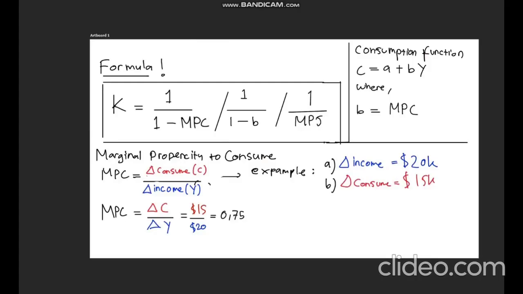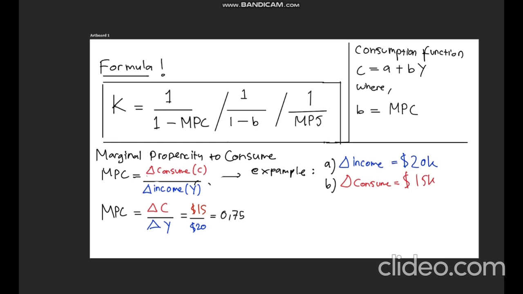So in this section, I will explain to you the formula of the multiplier effect. The formula is K = 1 divided by (1 minus MPC), or 1 divided by (1 minus b), or 1 divided by MPS. As we know, the multiplier effect has 3 formulas that are actually all the same. Here I will explain where the formulas come from: what is MPC, what is MPS, and what is b.